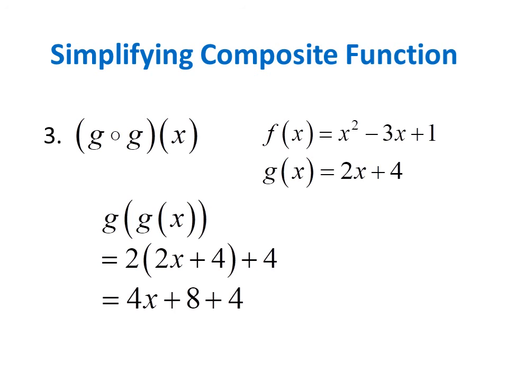Let's simplify this expression further, and we only have one term with x, so 4x, and let's add the numbers. 8 plus 4, that is 12. Therefore, g of g of x is 4x plus 12.